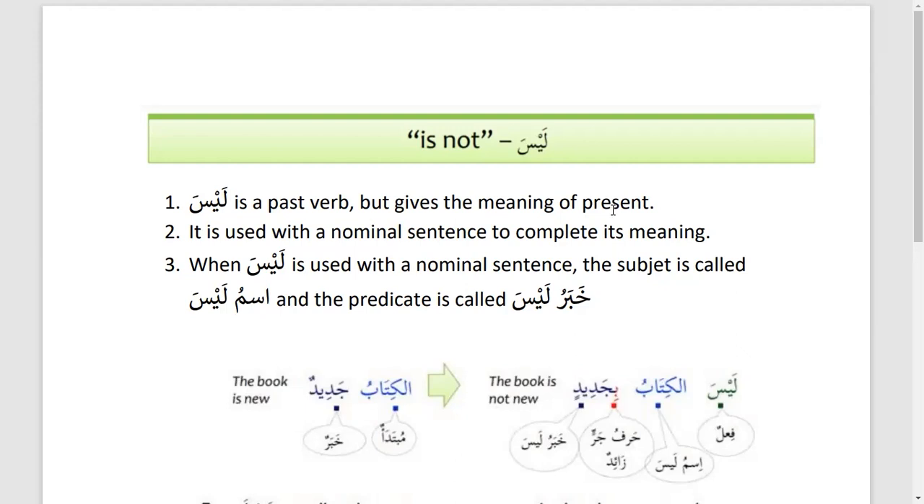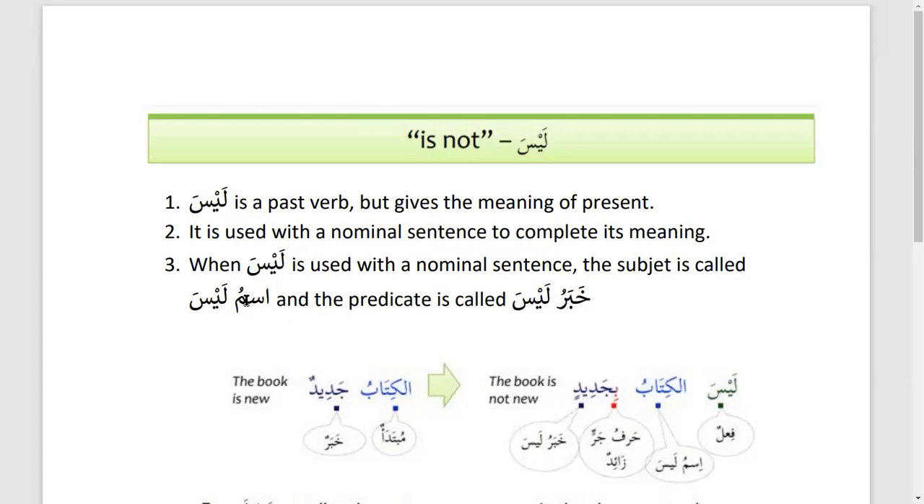Similarly, laysa basically means "is not". So when we use this word by itself, it will not make any sense unless we use a predicate with it. It is used like inna, but it is completely different from inna because inna is a harf and laysa is a verb. That's number 1. Number 2, it is used with a nominal sentence to complete its meaning. So it is not used by itself alone. It is used with a nominal sentence.